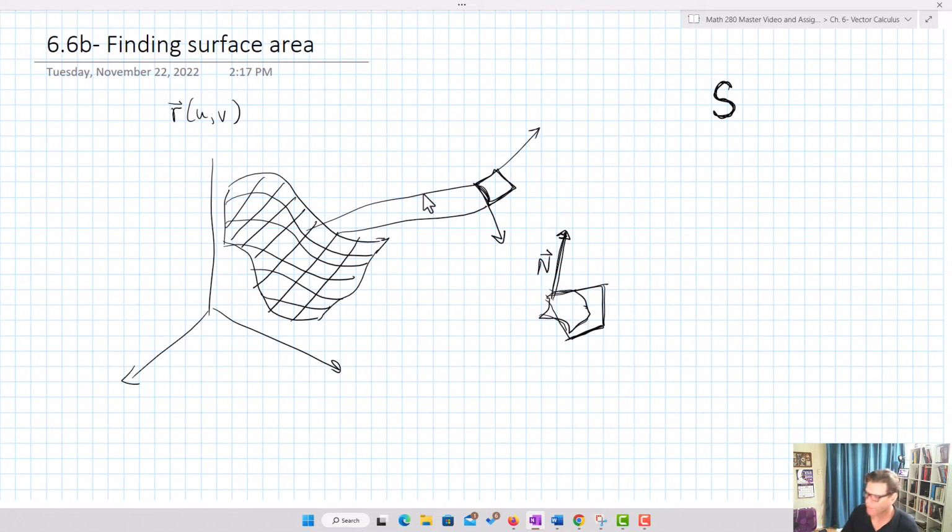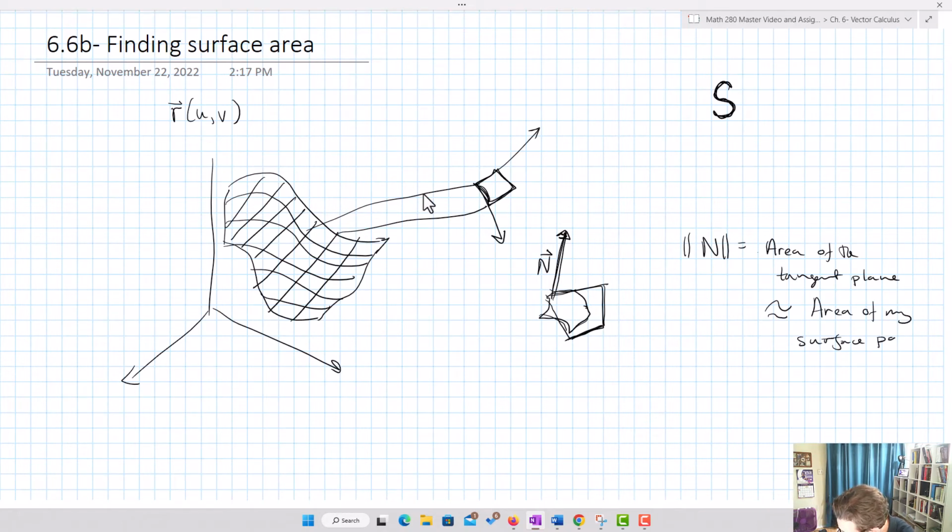Which is great, because if I could find the magnitude of the normal, that's going to equal the area of the tangent plane. And that's going to be an approximation, so it's approximately equal to the area of my surface part. So that's what we're dealing with here. I've got to find the area of this little region. How am I going to do that? I'll find the normal, take the magnitude of the normal, and that gives me an approximation of that surface. Make the surface small enough, add them all together, and I get the area of the entire surface.